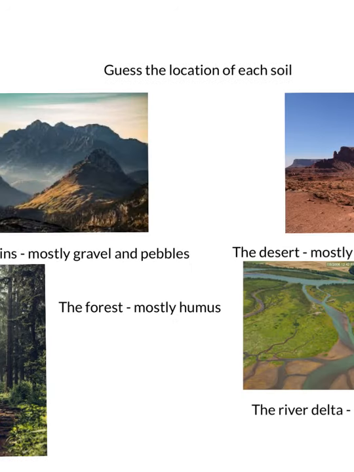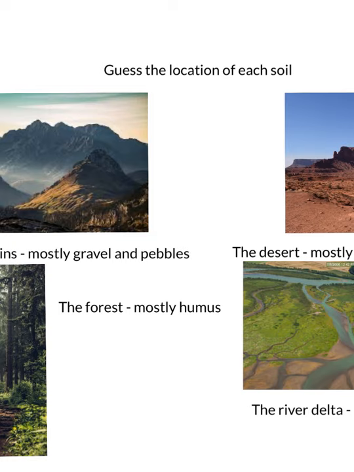Okay, now that you've analyzed each of the soils, you're going to have to guess which location each soil is from. So you have to decide which soil is from which location. Each soil will be from one of the 4 locations. None of them will be repeated. Each soil will be from one of the locations.